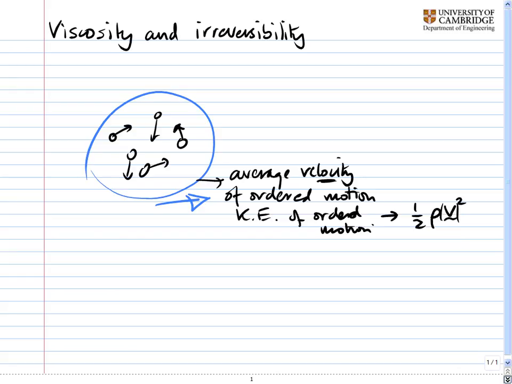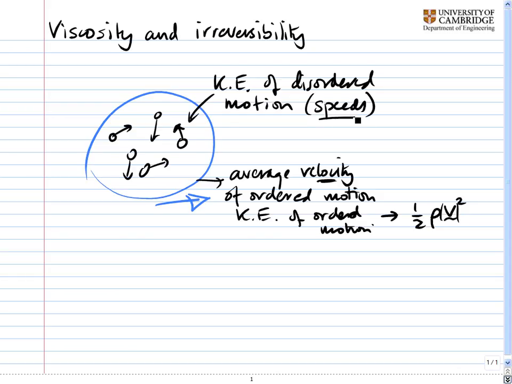On the other hand, there's a lot of extra motion in there that we've missed out, because these molecules are moving around so quickly. There's an enormous amount of energy in disordered motion. So we can look at the kinetic energy of the disordered motion. This is measured by the speeds of each molecule, and note the difference between the speeds and the velocity. The speed is just how fast they're moving around, and the energy of that is really measured by temperature.